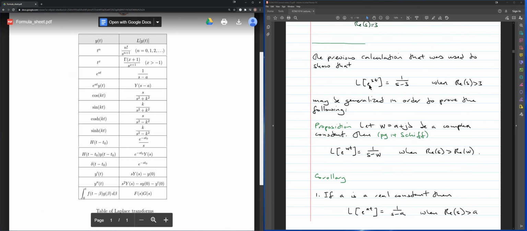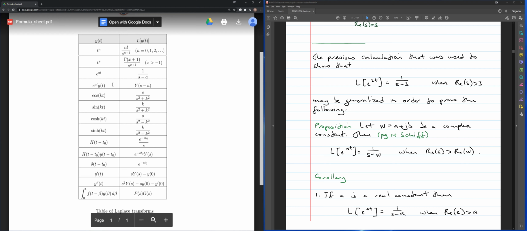We just saw that Laplace of e to the 3t is 1 on s minus 3, provided the real part of s is bigger than 3. Now, the 3 wasn't doing anything in particular here. If you had used a 5 and had Laplace of e to the 5t, what you'd get is 1 on s minus 5 when the real part of s is bigger than 5. So you can generalize this result for any real number in place of 3.